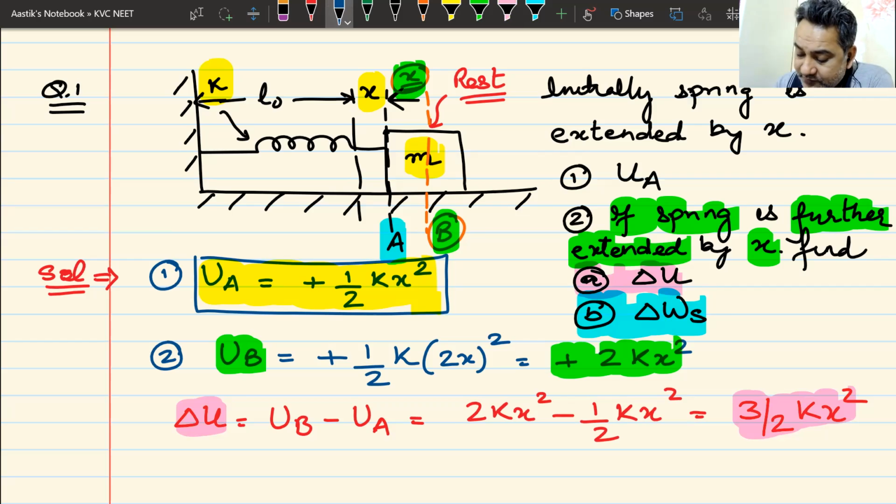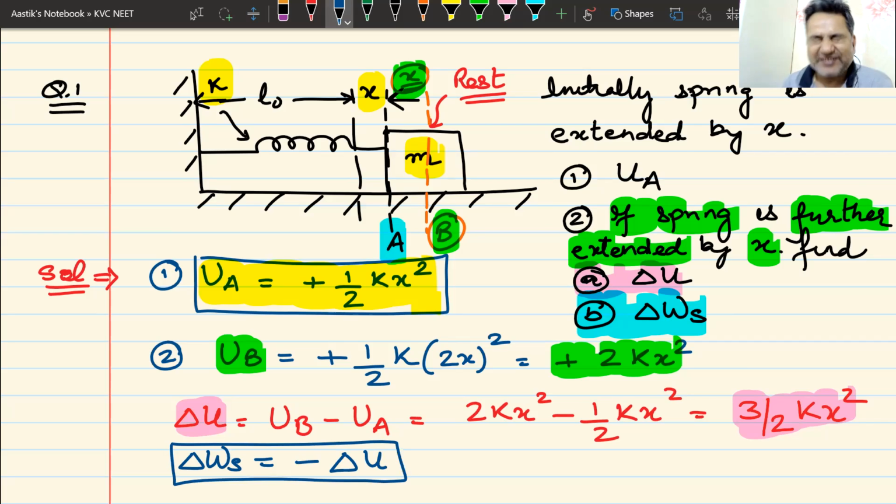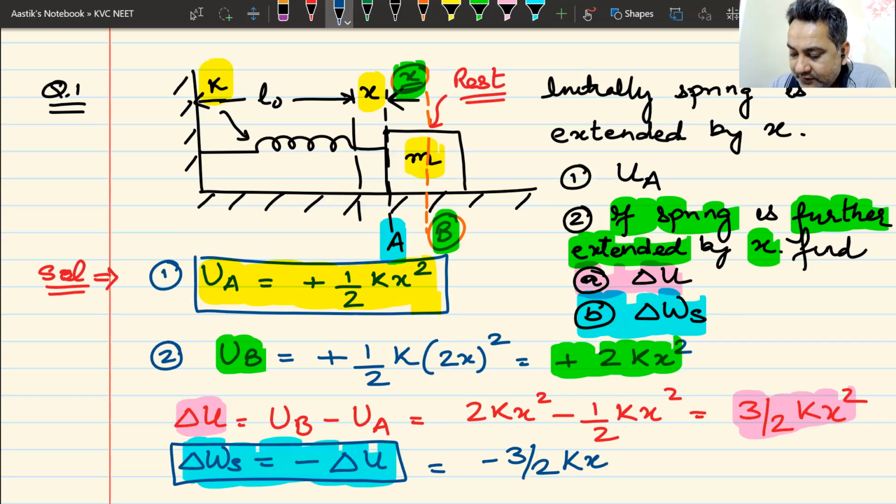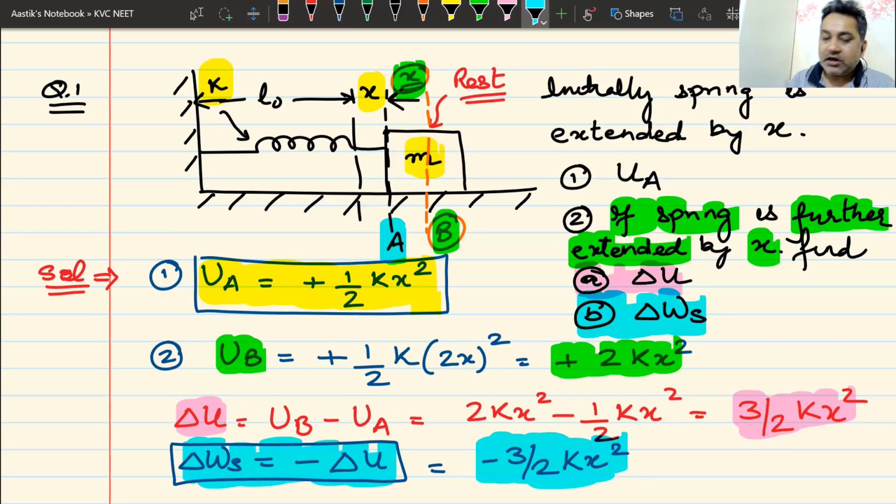What is the work done by the spring? So delta W by spring, don't have to stress out. It is negative of change in potential energy. So as simple as that. That is the definition of potential energy. We just use that definition in W, put the values, and then stay happy. So the answer for this part will be minus 3 by 2 kx squared. These are the answers that we were looking at.